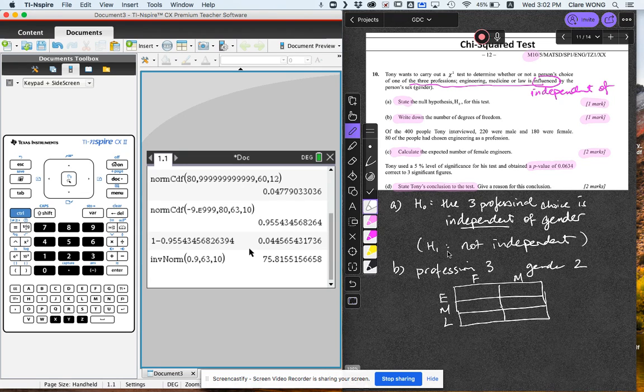Degrees of freedom is the number of columns minus 1 times the number of rows minus 1. So 2 minus 1 is 1, because you have 2 columns. Number of rows is 3, so 3 minus 1 is 2. So the degrees of freedom is 2.